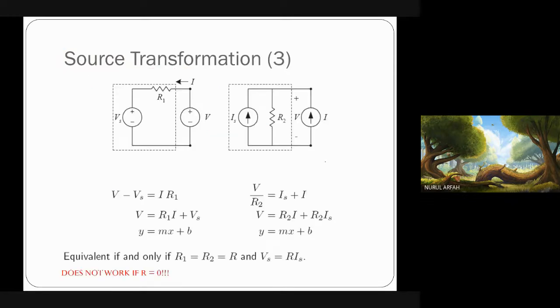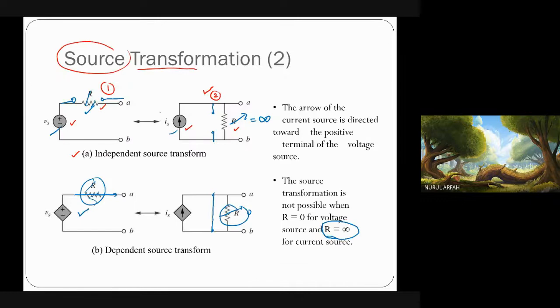Tapi there's another thing that you need to consider. What is that? Okay, if you look at here, kejap, boleh ke kita clearkan here? Okay.